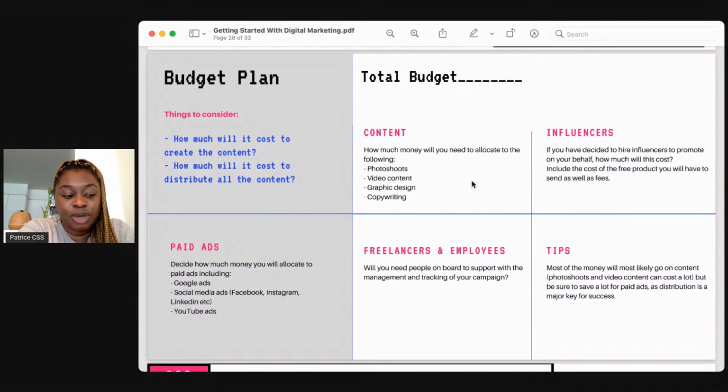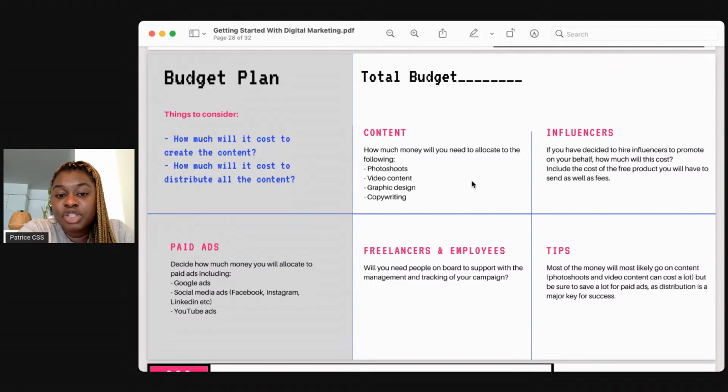You need to make sure that you have a plan in place for how you're going to spend money. How much is it going to cost? How much is content going to cost? Screenshot this. How much are your photo shoots, your video content, your graphic design, your copywriting? What will that cost? And what will it cost to distribute the content via influencers? What's the price of that? Paid ads, what's the price of that? Google, social media, YouTube. What's the price of any employees or freelancers that you work with if you're doing focus groups or whatever? How much is all of that going to cost?